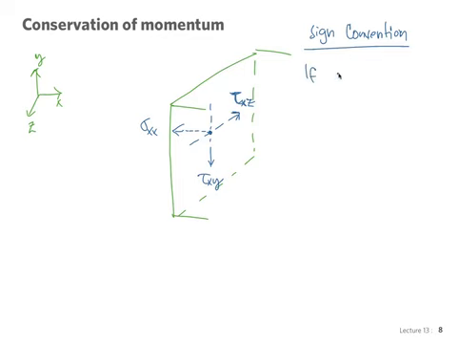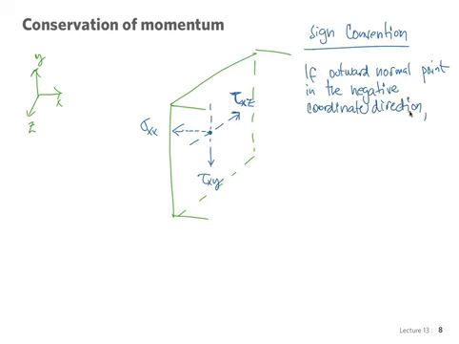So if the outward normal points in the negative coordinate direction, as shown in this picture, the stresses that are considered positive point also in the negative coordinate directions.